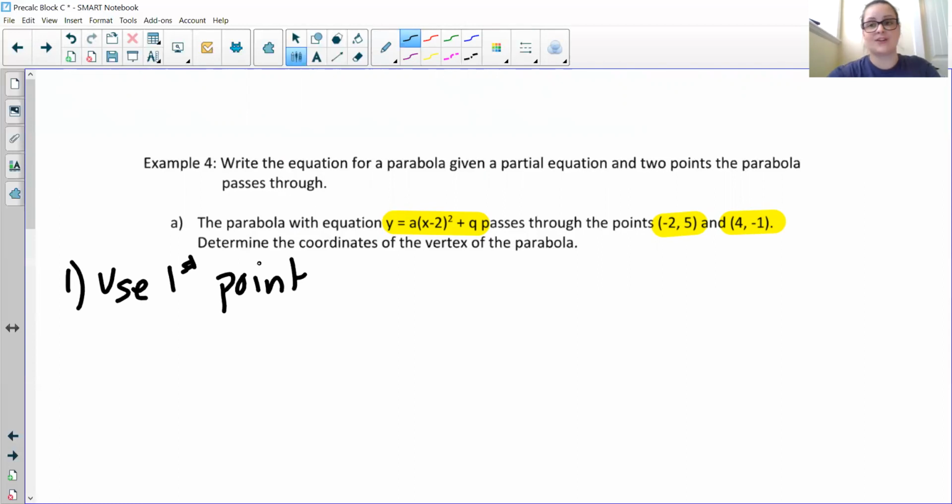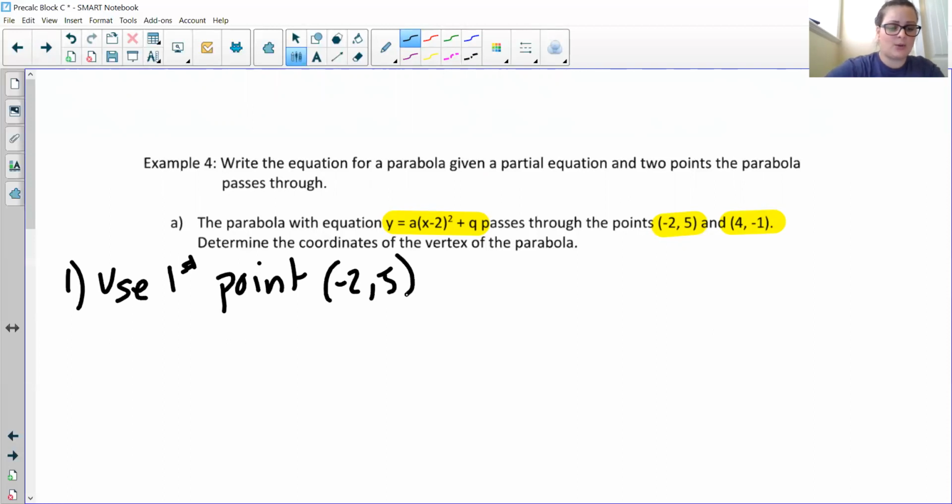You don't have to use the first point. You could actually use the second point. You just need to use one of the 2 points given to you. So I'm going to use the first point given to me. It doesn't really matter. And I'm going to put that in for not P and Q, because that's not our vertex. So those do not go in those places. But where they do go is in for X and Y.